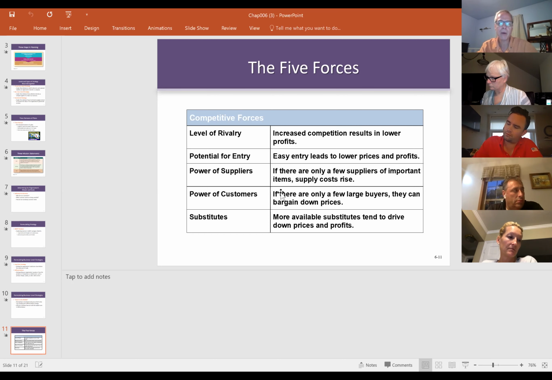All right, so power of suppliers. Sometimes the students ask me, well, how can a supplier have power? You're buying from them. You can always say no. Well, if there are only a few suppliers of important items, they might be able to charge what they want. So for instance, Intel gets to charge pretty much a premium price because they're the only ones who make the kind of processors they make, right?